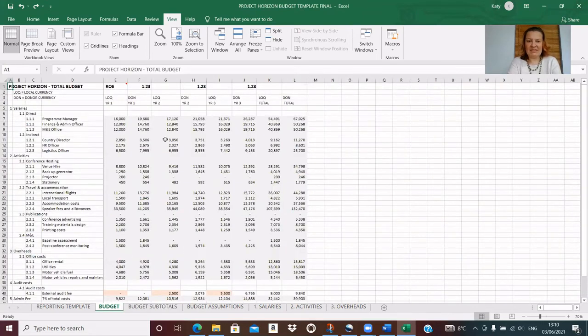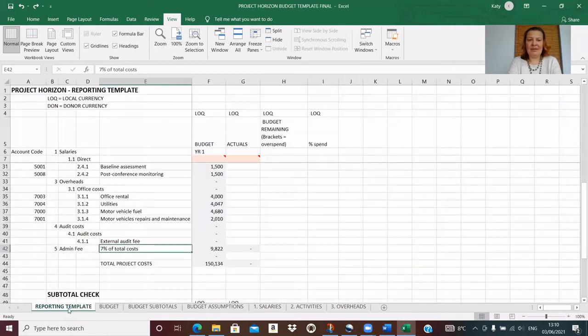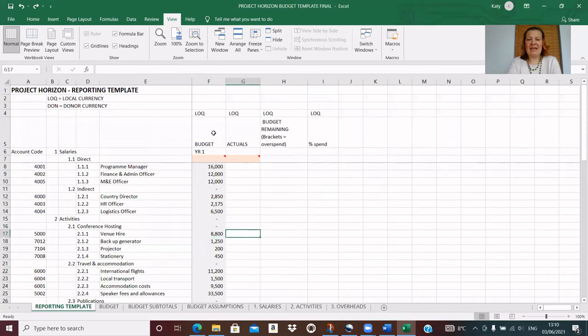So I have my budget, and the final output from this template is that now I can bring that budget forwards, and I'm ready to use it as a reporting template. So I have my year 1 budget brought through here, and I'm ready to put in my actuals and calculate my remaining budget, my percentage spend, etc., and use this as the reporting template for budget versus actuals.